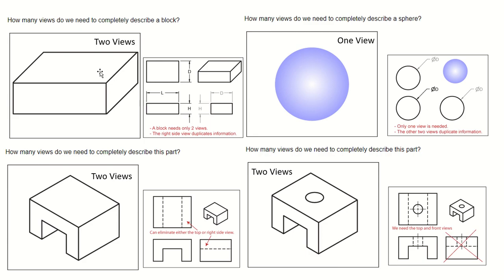Here you only need 2 views, because with 2 views, your front and then your top, you got all width, height, and depth. You don't need the side view because it is repeated information, and we call that duplicate information.